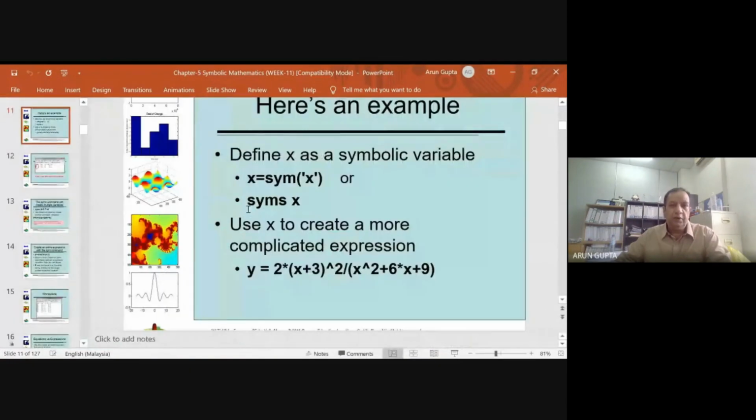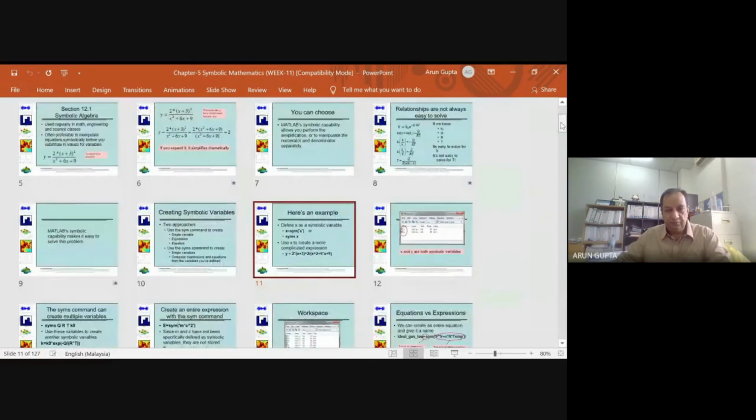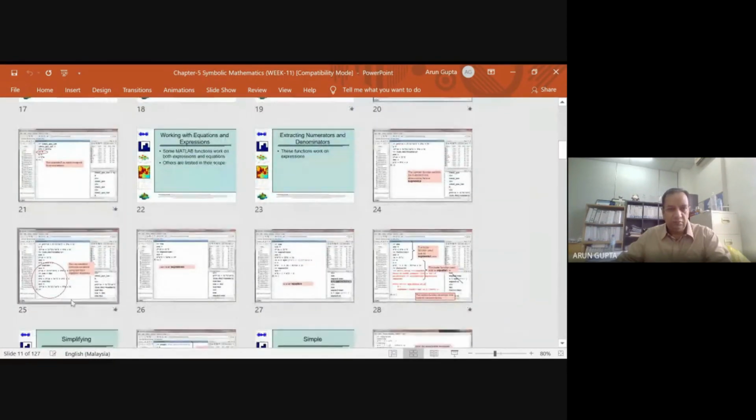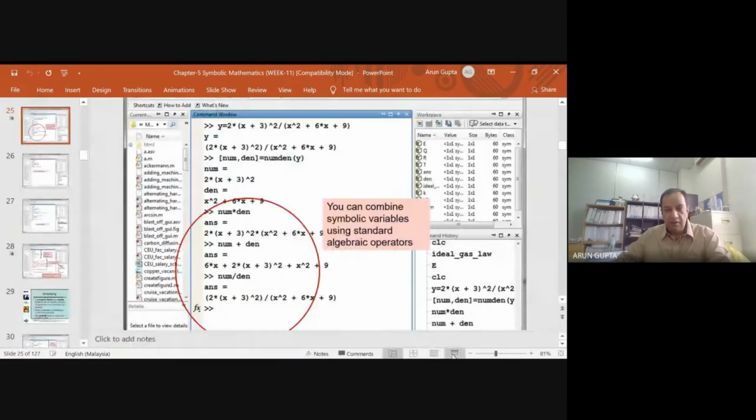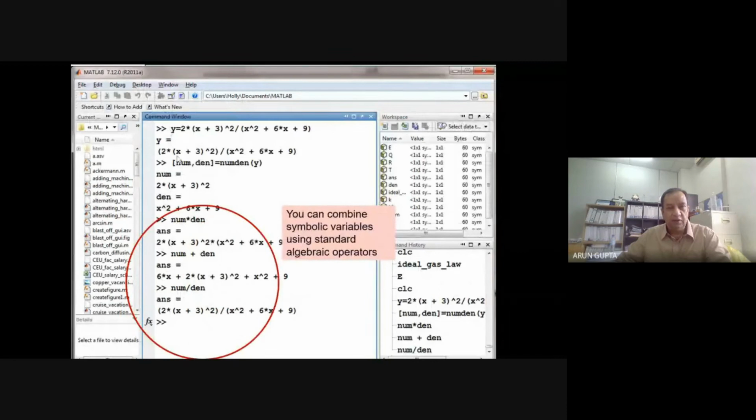Okay, so the first part you need to write syms x. Then you need to write y is equal to 2x plus 3 power this equation. After this one, you need to write this part. Suppose this one is your x, y, then num multiplied, then num plus, then this one.